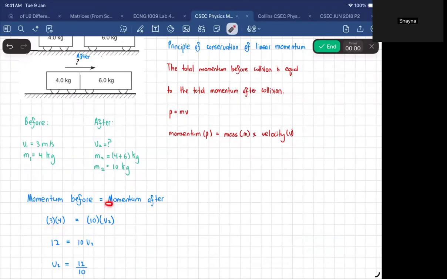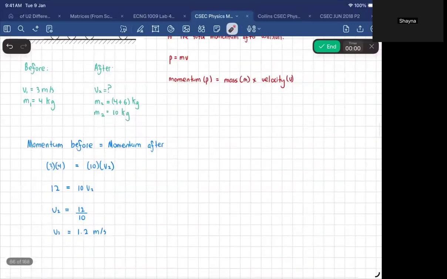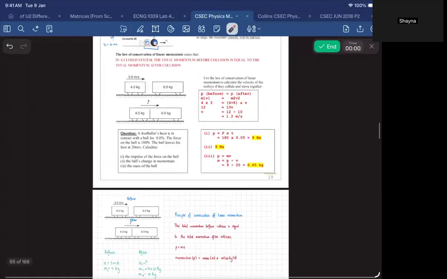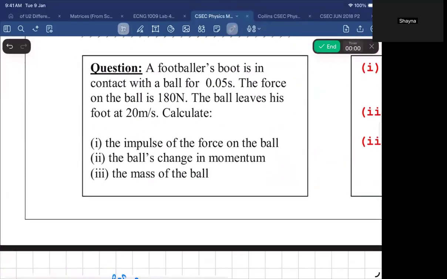The momentum after, we do not know what the final velocity is, so V2 is equal to a question mark. However, the mass after the collision is 4 plus 6 because now it's moving as one body, right? So 10 by V2. So to find V2, I just divide both sides by 10 and I get 1.2. Great. Let's do our question.